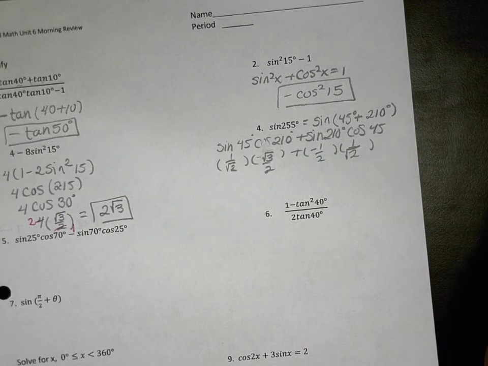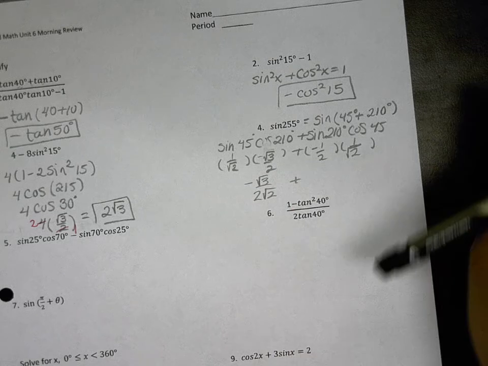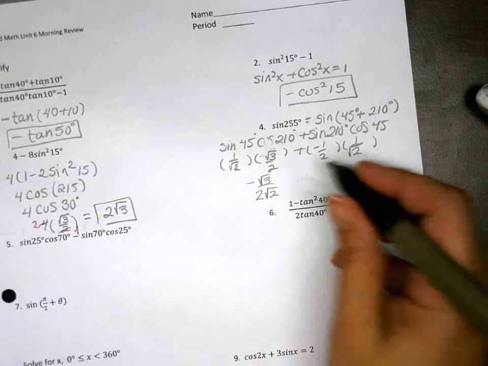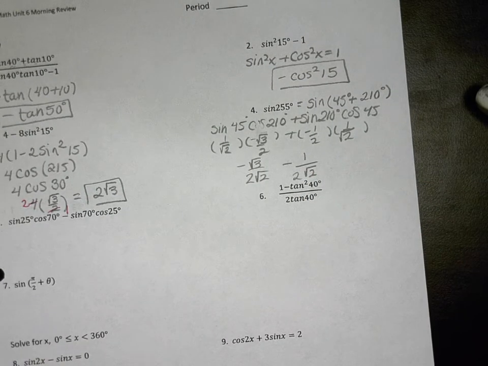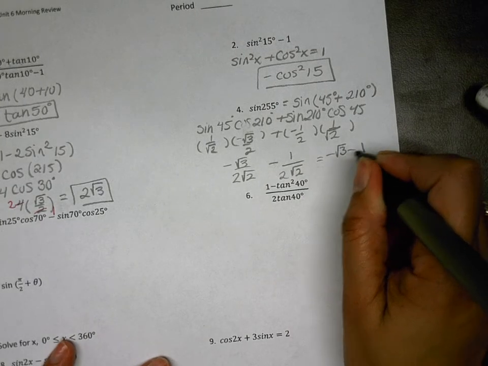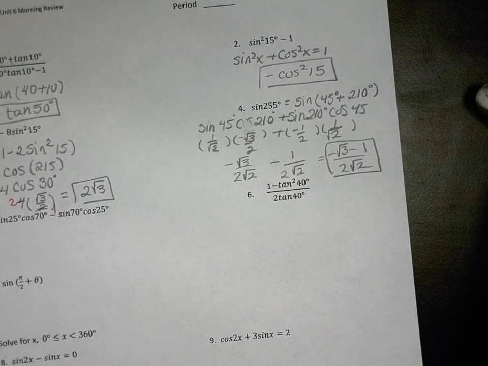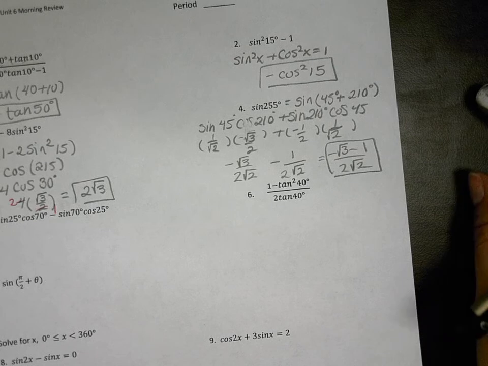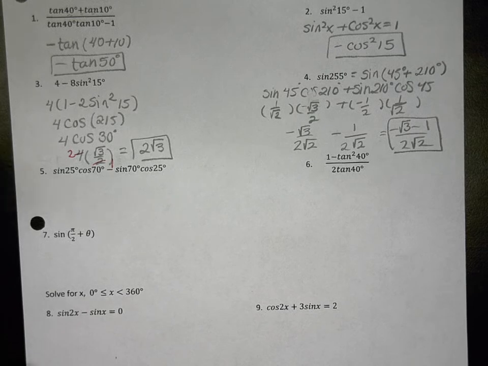All right, so I get negative root 3 over 2 root 2 minus 1 over 2 root 2. Yes? All right, so negative root 3 minus 1 over 2 root 2. Now, did anybody write it as root 2 over 2 and wants to see what that answer looks like? No? Okay. Again, if you do it that way, that's fine. When I'm grading, I have multiple answers, so you will not get it wrong. Okay. Questions before I move on?